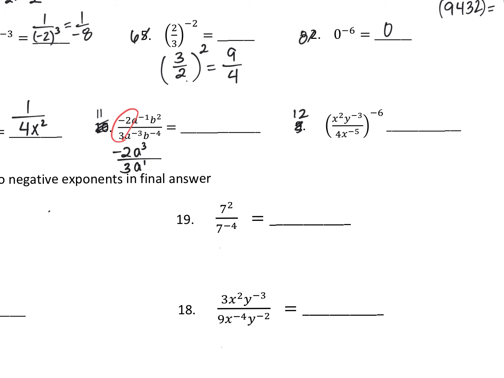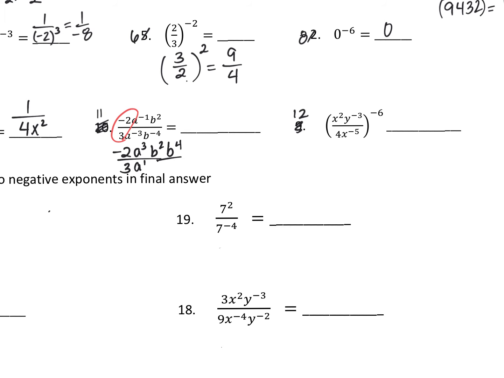So I'm just moving them up or down. If they're negative, in the top they go down, bottom they go up. The positive, the b squared, is going to stay on top because it's positive. And the negative, the b to the negative 4 on the bottom, is going to move up. So b to the positive 4.